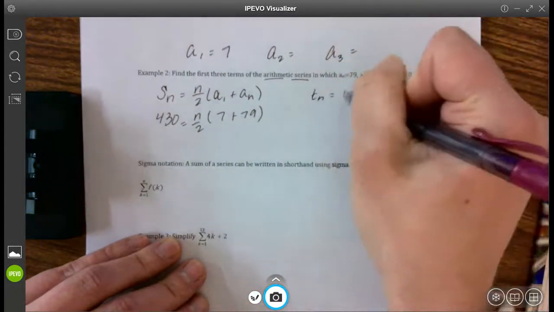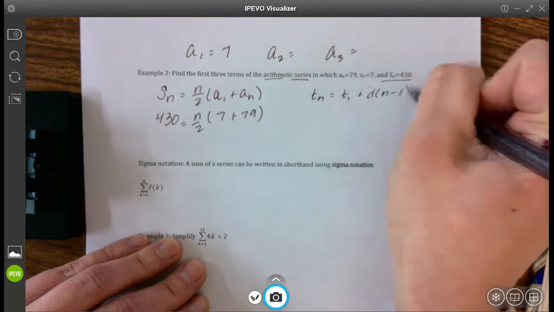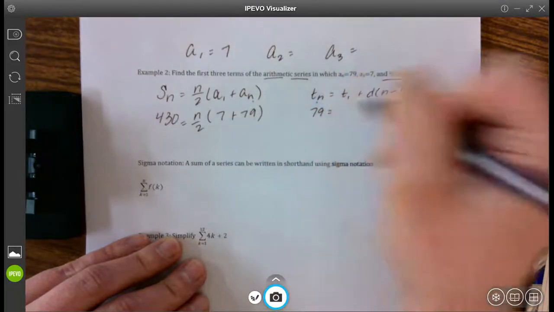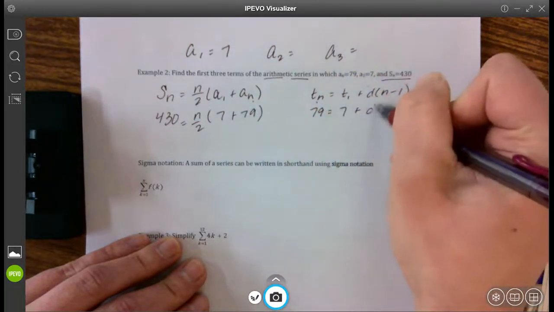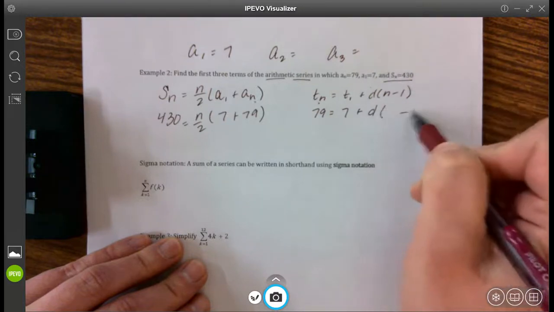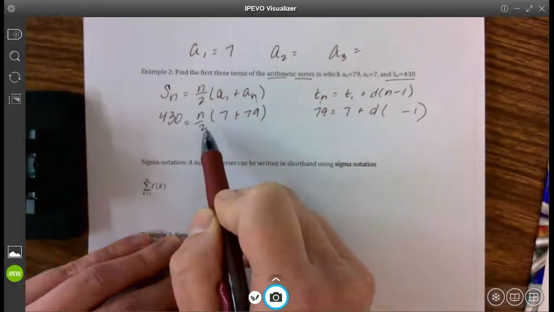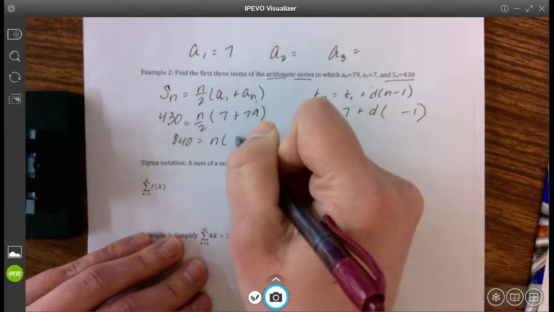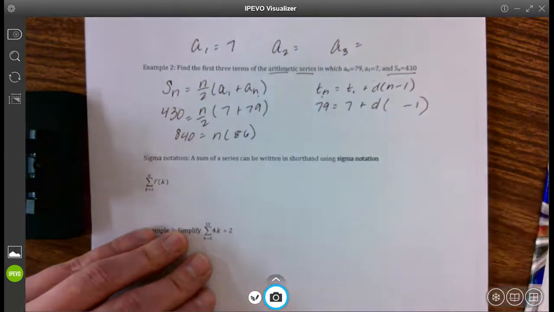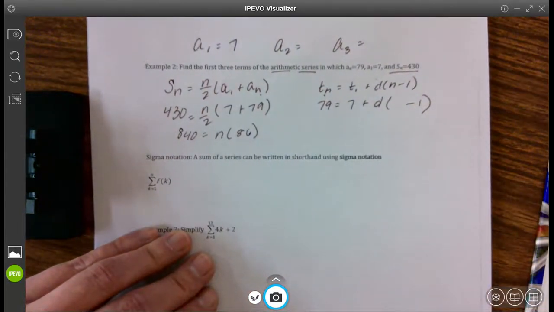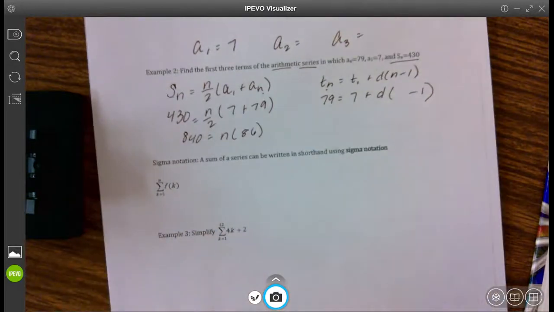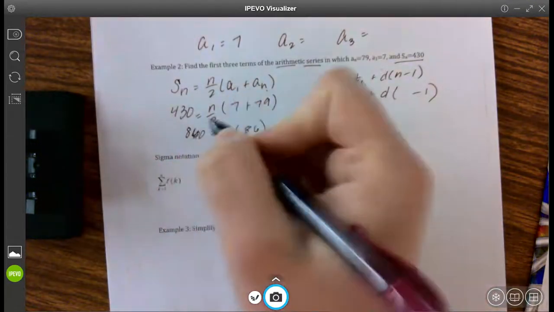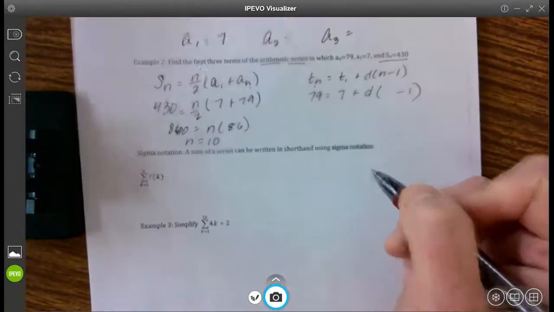T sub n equals T sub 1 plus d times n minus 1. I have the nth term, which is 79. I have the first term. I don't know the common difference. Do I have n? I actually do. If I solve and bring that 2 over, 840, and simplify this inside, 86, 840 divided by 86, that's not a pretty number. So what did I do wrong? Oh, because this is times 2, 860. So n is 10. So that means there was 10 terms.